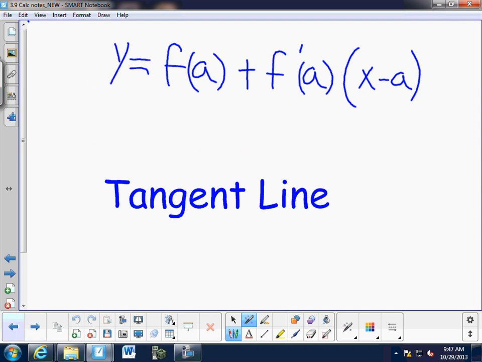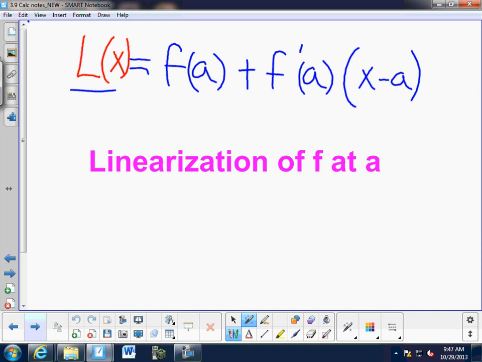They changed the y in the problem to L of x. But don't get psyched out by that. It's just the equation of the tangent line. As long as you're near a, the function and the tangent line are very good approximations of each other.